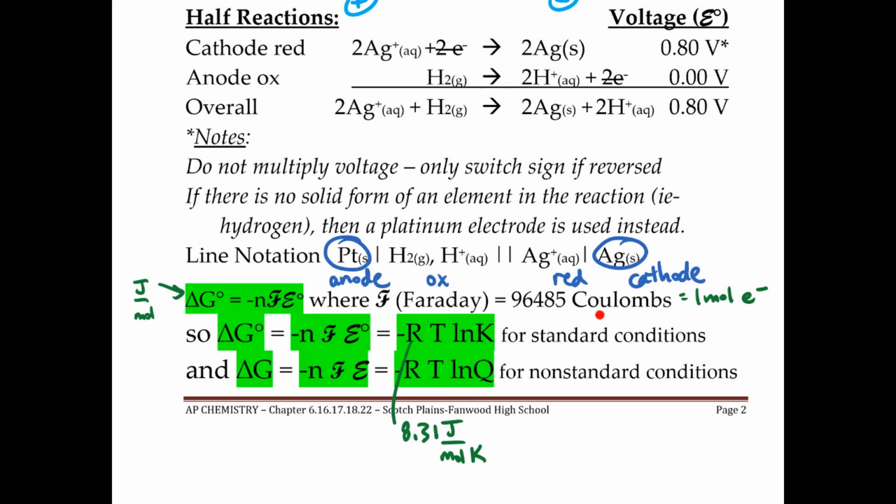That is the charge. Coulombs is a unit of charge. This is the total charge of 1 mole of electrons. Sometimes we round this to 96,500, just in case you see that. It's just rounded. Okay, so this is the one you really want to focus on.